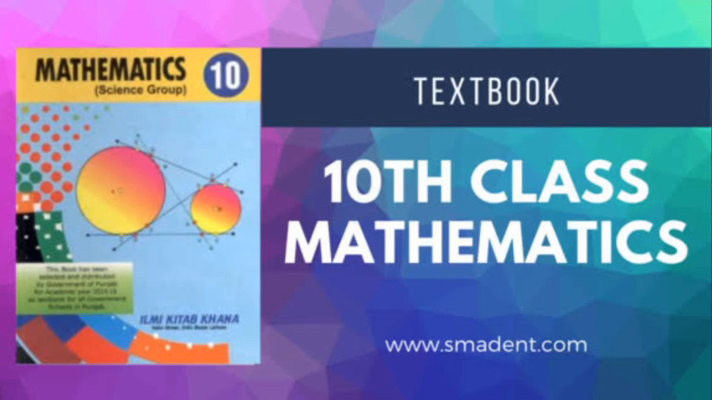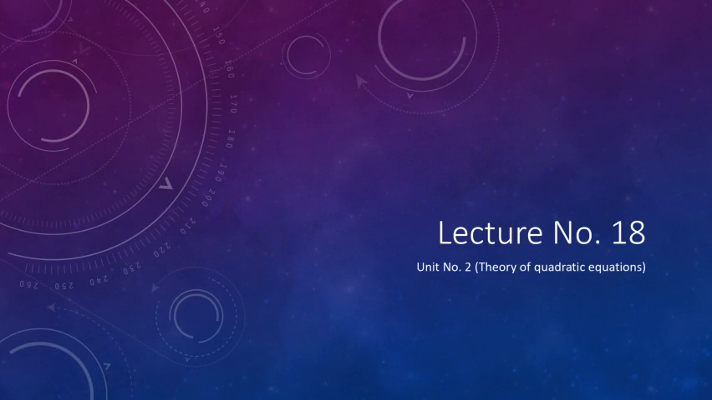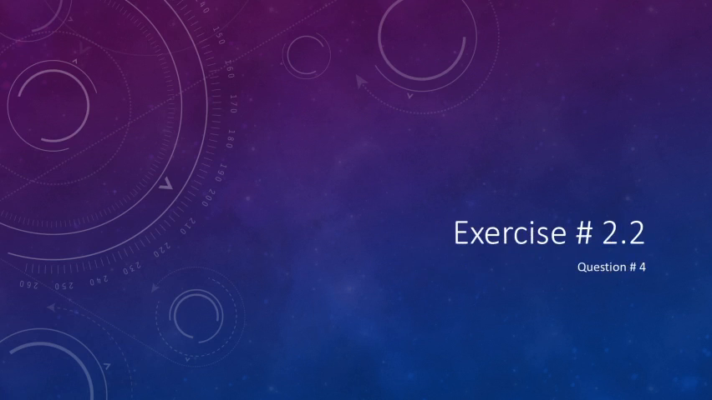It's our maths lecture and we are doing exercise number 2.2. This is our lecture number 18, unit number 2, and the name of the unit is Theory of Quadratic Equations. We are doing question number 4 of exercise number 2.2.